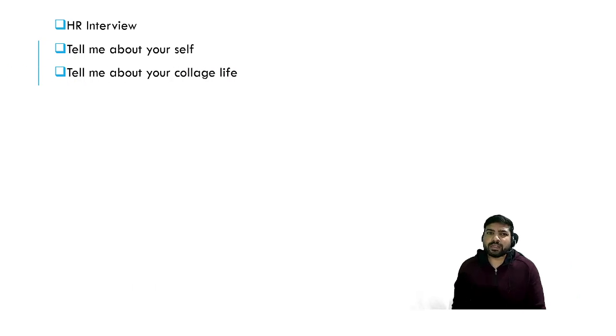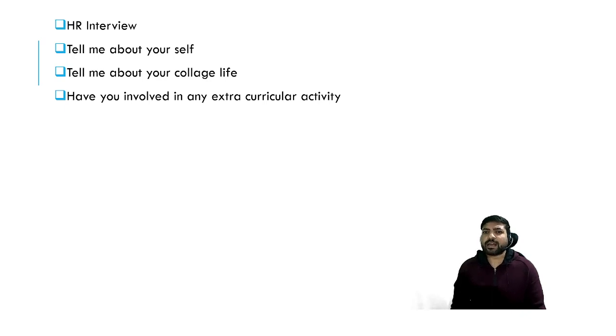The next question is, tell me about your college life. If you are a fresher, then obviously you have to explain about your college life. The next question might be, have you been involved in any extracurricular activities? If you are good in any sports or coding or any gaming competitions, you can explain the same to HR, like I had participated in different coding or gaming competitions, whatever you choose. So just explain that.